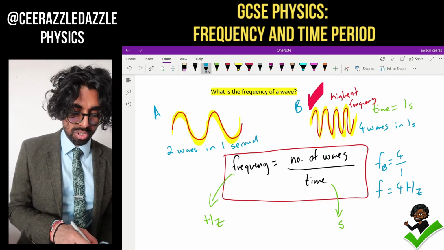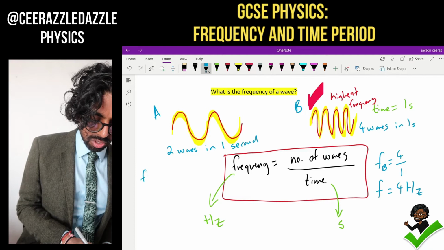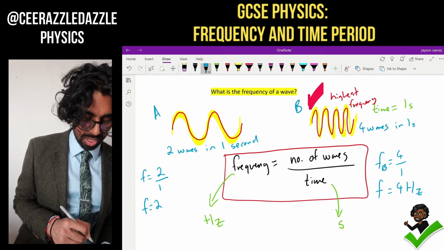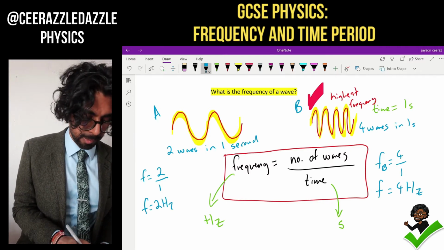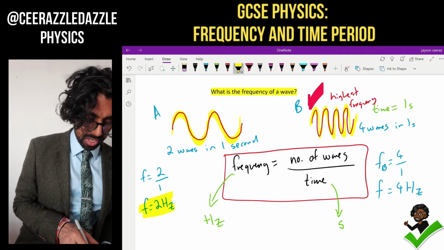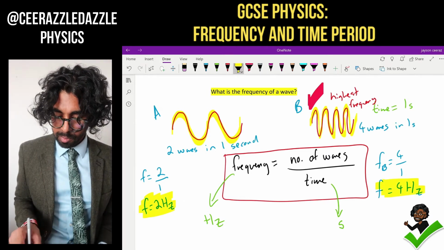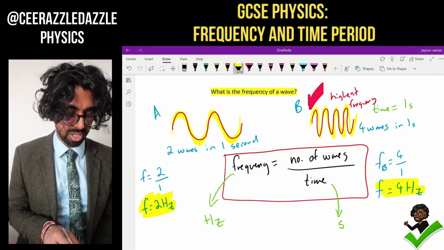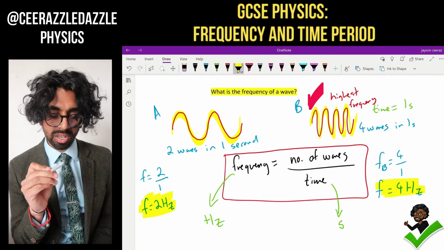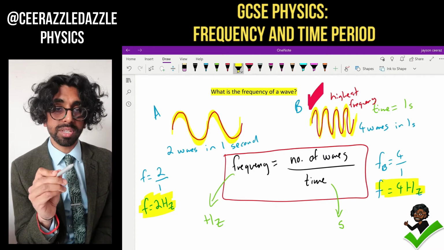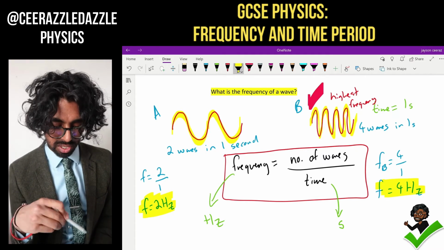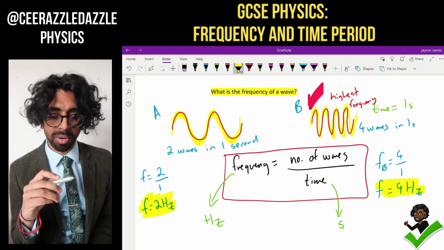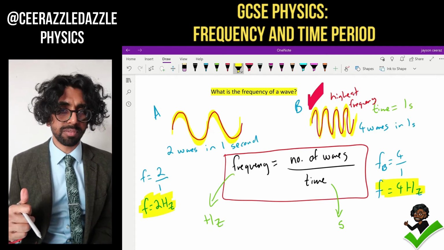So let's work out the frequency of A. Frequency is equal to the number of waves, I've got 2 waves divided by 1 second. Frequency is 2, and the unit for frequency is hertz. So we can clearly see that B has a higher frequency because it's 4 hertz, and A has a lower frequency because it's 2 hertz. Why? Frequency is the number of waves divided by time, where time is in seconds, and frequency is in hertz, capital H, little z. You have to put down capital H and little z to gain the mark. Okay, simple stuff. Let's move on.